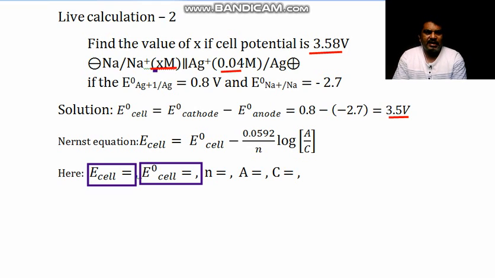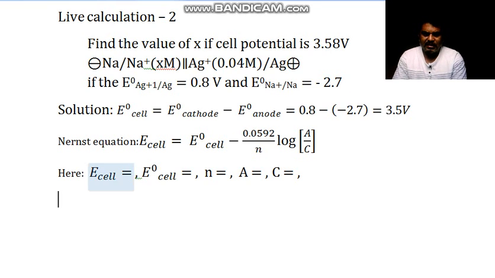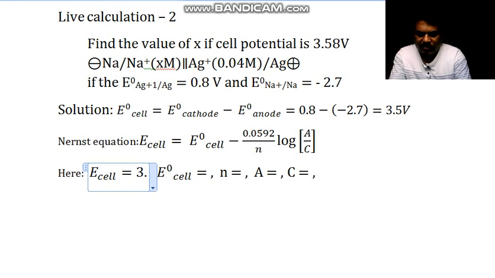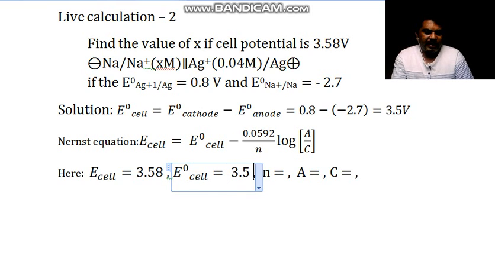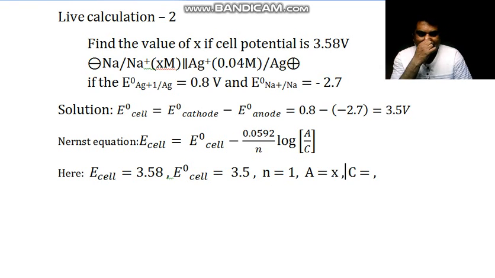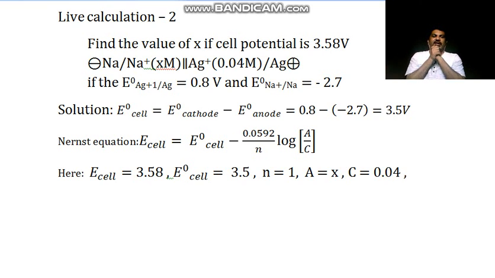Okay, so dear students, let us put the values. All these values will be put in their places. First, E cell is given as 3.58. E degree cell we have calculated, and it comes to 3.5. N is equal to, as usual, 1, and the anode is to be determined, so it is x, and the cathode is given as 0.04. So all these values we have taken.